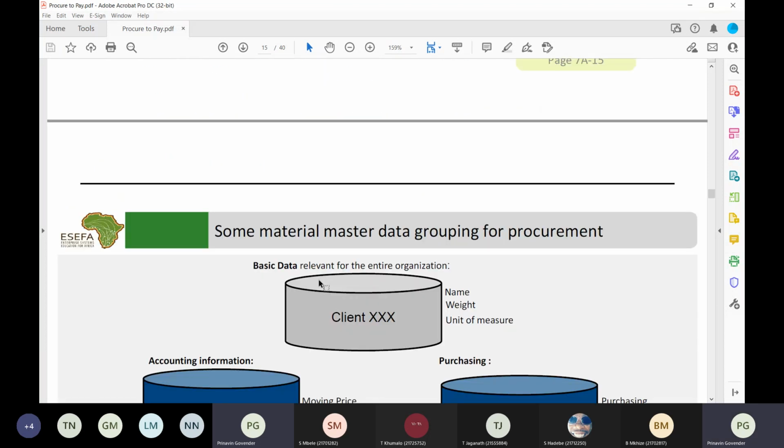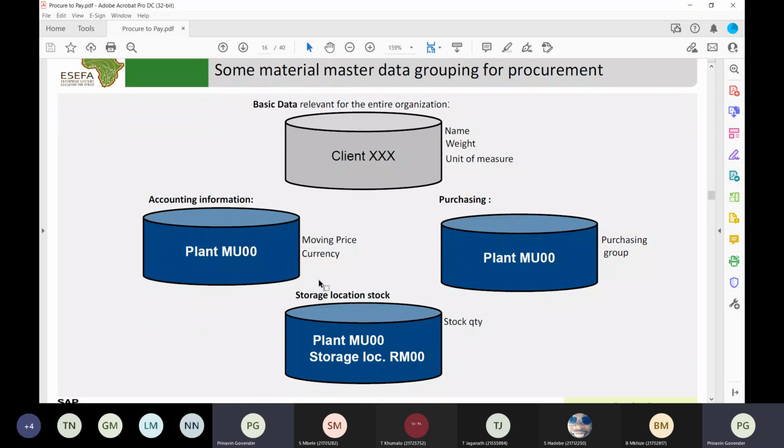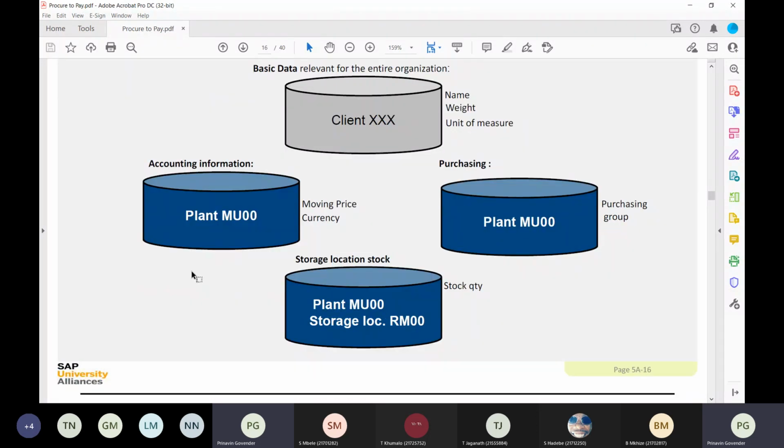What are some of the materials master data groupings? We know the client, the plant, MU00. Hey, now this begins to make sense. Remember on Monday, they had MU00 when we clicked on the magnifying glass. Now you'll be able to gather why they have this code MU00, or in our case, another one was ZM00.